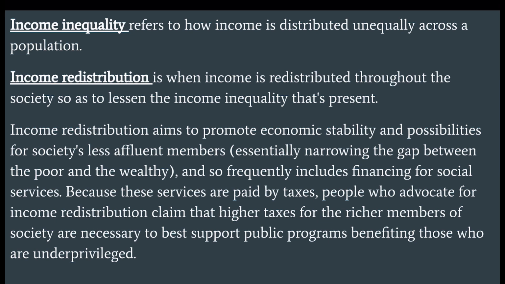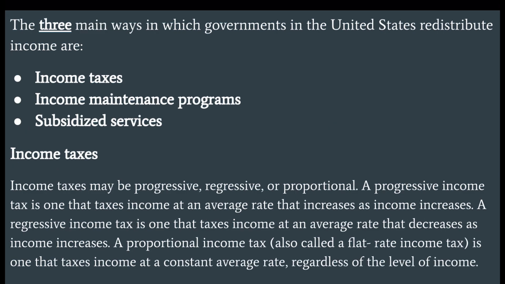Because these services are paid by taxes, people who advocate for income redistribution claim that higher taxes for the richer members of society are necessary for the best programs benefiting those who are underprivileged. The three main ways in which governments in the United States redistribute income are income taxes, income maintenance programs, and subsidized services. Income taxes. Income taxes may be progressive, regressive, or proportional.